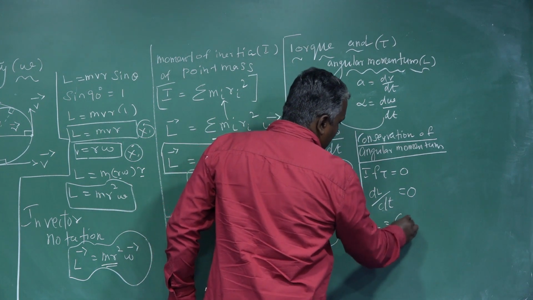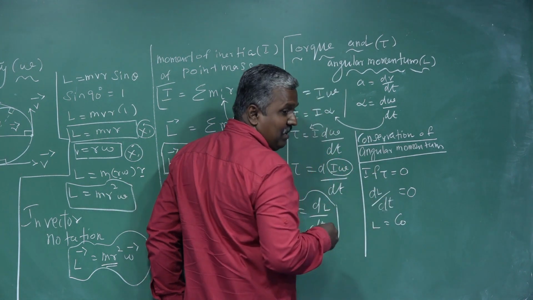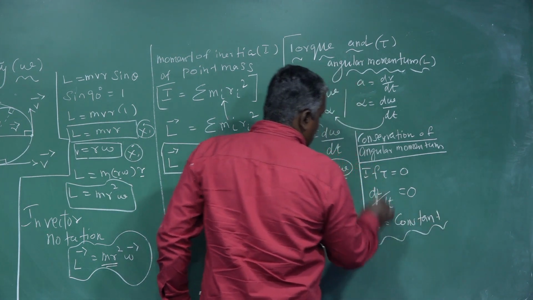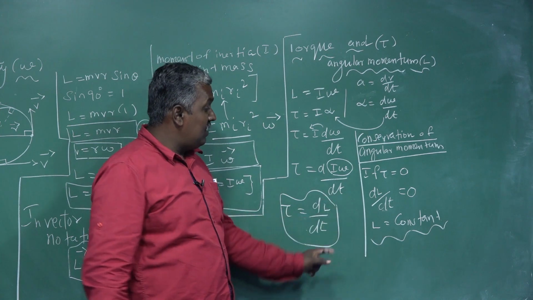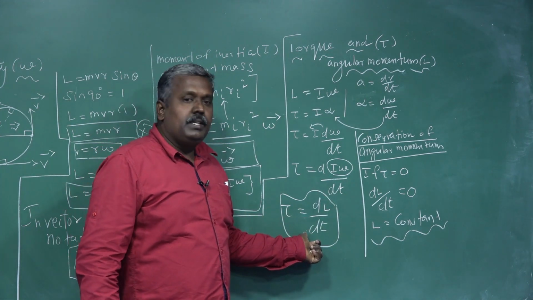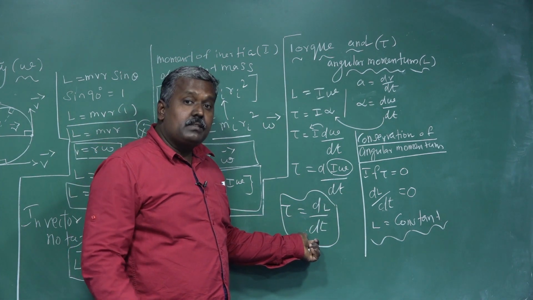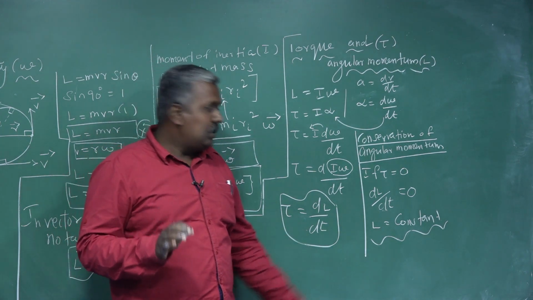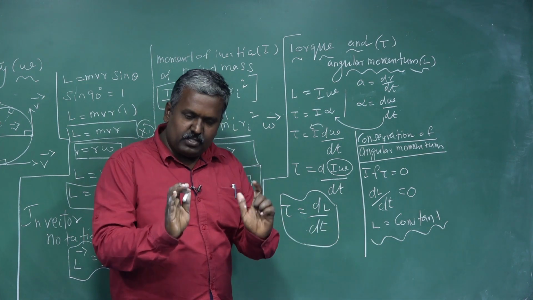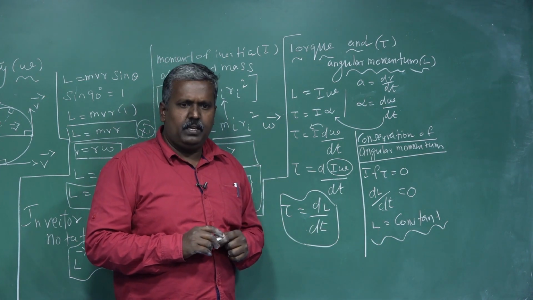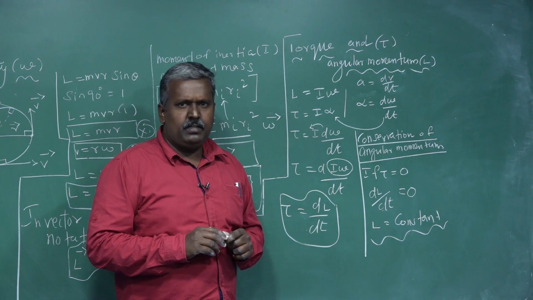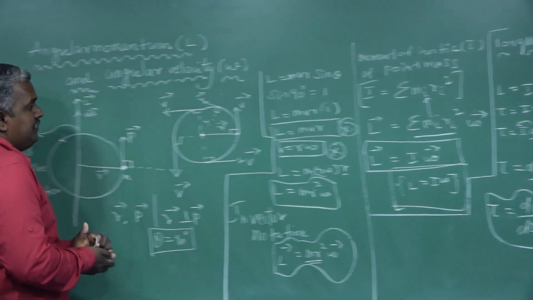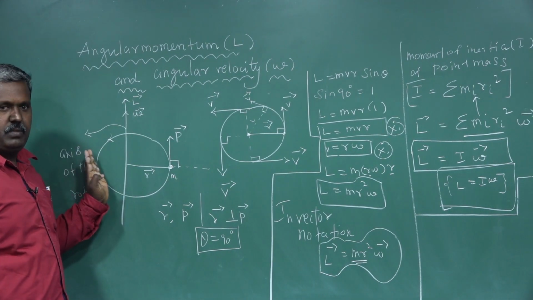So L is equal to constant, already you studied about this in mathematics, am I correct or not? What is the meaning of this? In the absence of external torque on the rigid body, angular momentum is conserved. Okay? Understand? This is one of the simple topics.